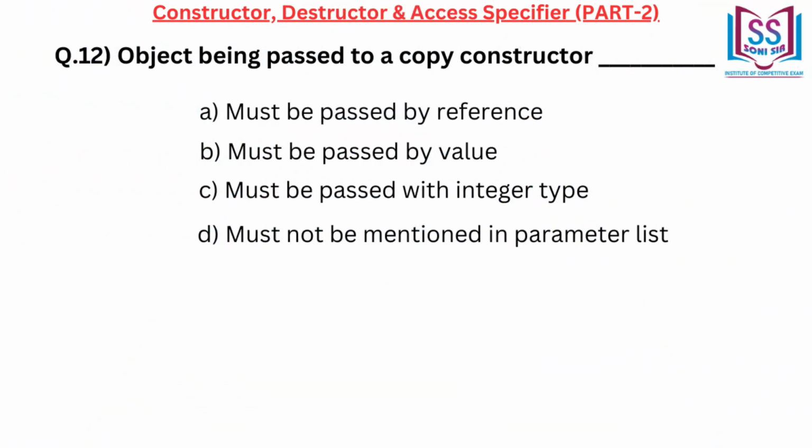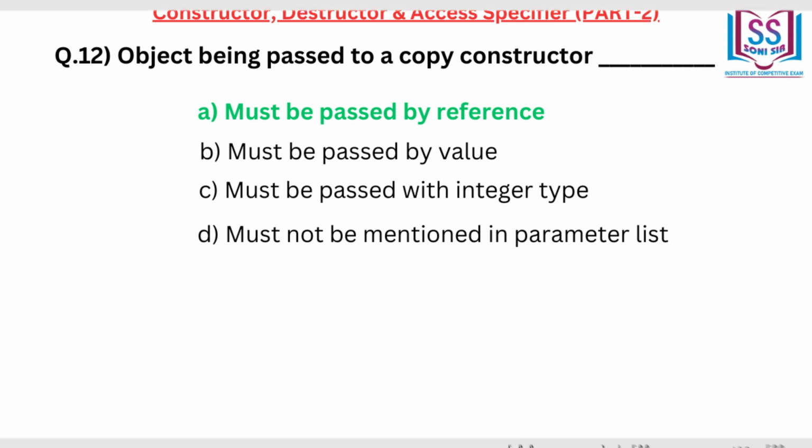Object being passed to a copy constructor dash. A. Must be passed by reference. B. Must be passed by value. C. Must be passed with integer type. D. Must not be mentioned in parameter list. Correct answer A. Must be passed by reference.